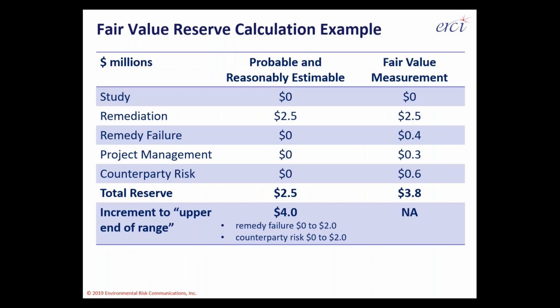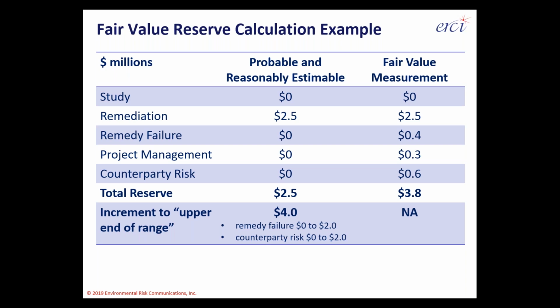If your organization is used to using terminology like probable and reasonably estimable for saying something is or isn't a liability, which is entirely normal and entirely applicable today, you may come up with a number like $2.5 million for looking at an individual site. And those costs can be broken down into study. Let's say in this example here, the study work is done. Remediation, where we got a forecast of $2.5 million for performing that field work. Remedy failure, project management, counterparty risk, the other reopeners, for example, for some sites like we've seen across our portfolios. And then the total reserve will be X dollars.